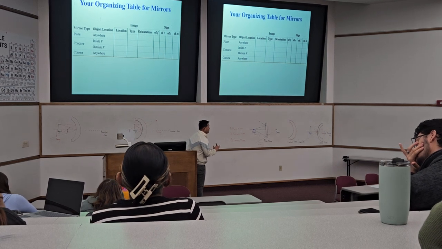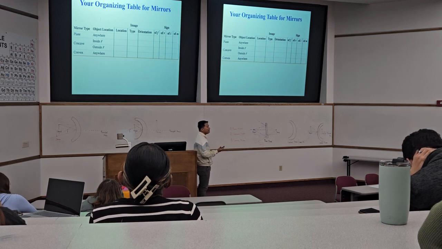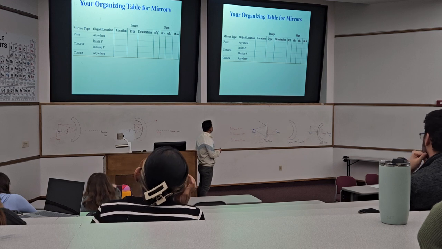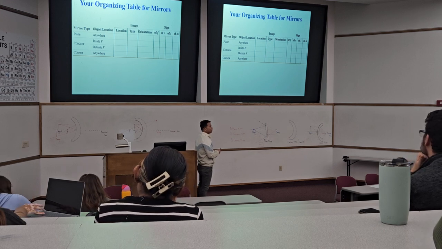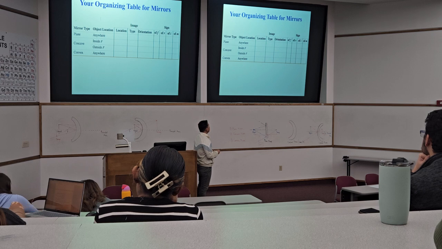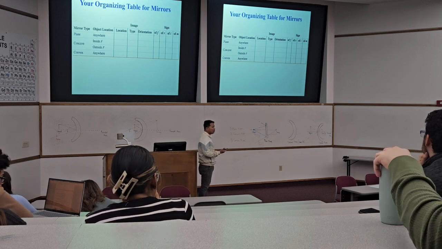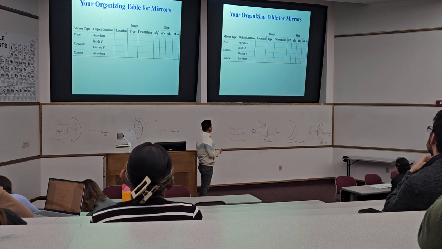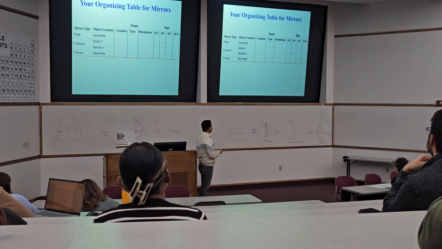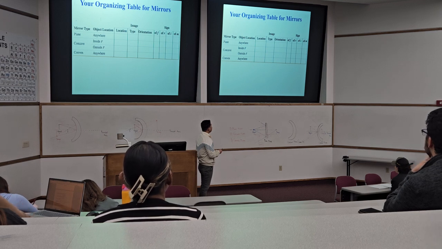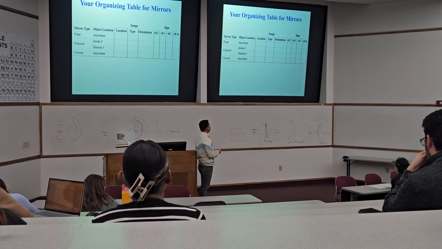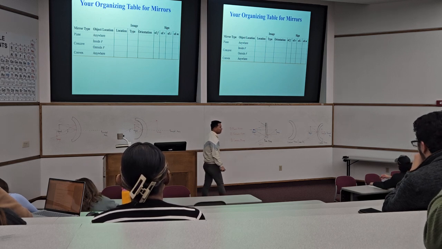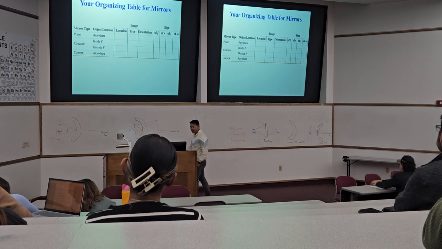Now, based on this, I need to find the location of the image, type of image, orientation, the sign, because if you have a virtual focus, I have a negative sign, right? So the radius of curvature R, the I value, the sign for I, because I is the image position. If it is virtual, it's going to be negative, and the magnification M. Okay, so let's do the practice for this one. It's going to be really interesting.